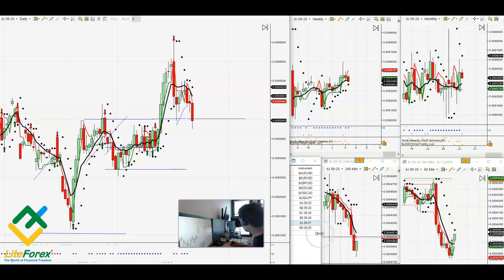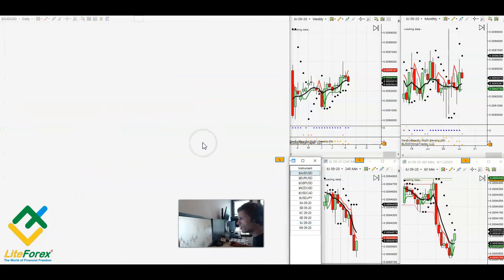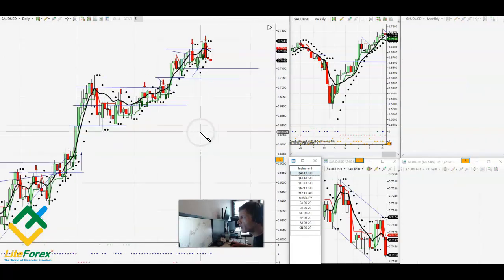So look for that. Yeah, that's basically how I see these pairs, and that's going to be how I'm going to be making my trades in the coming days.